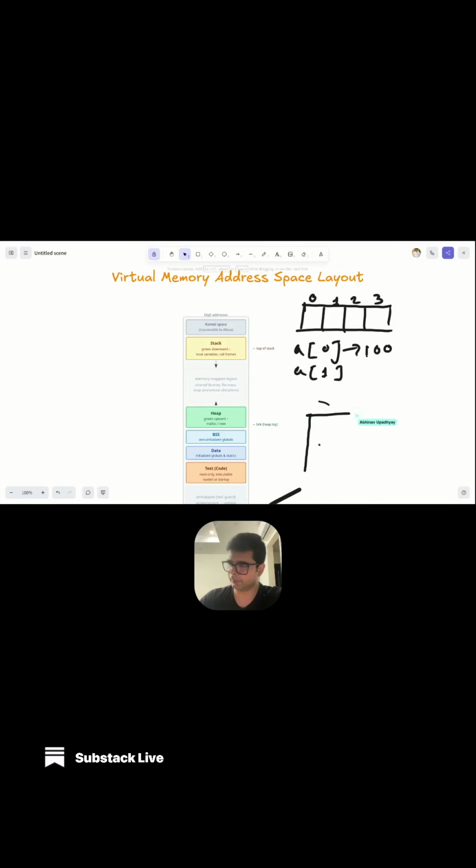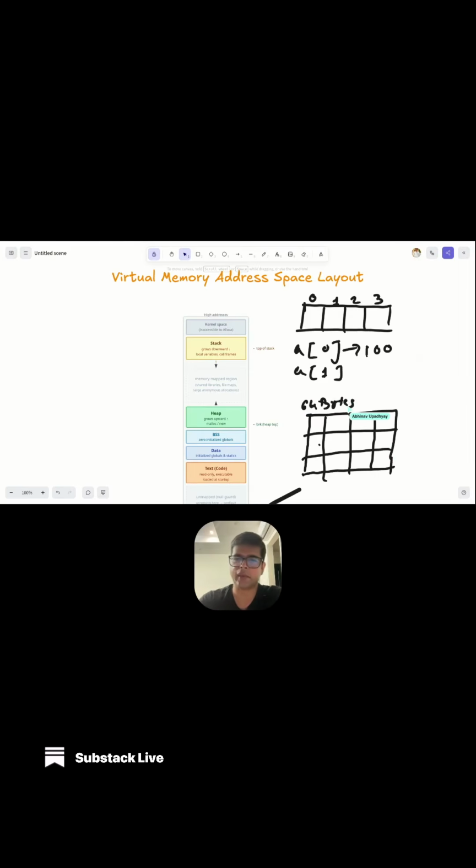I'm trying to draw it here, but this is more of a logical representation, not the physical representation of this cache. But you can think of it as some sort of a block arrangement. So these are blocks of cache, and one block in x86-64 hardware is usually 64 bytes.